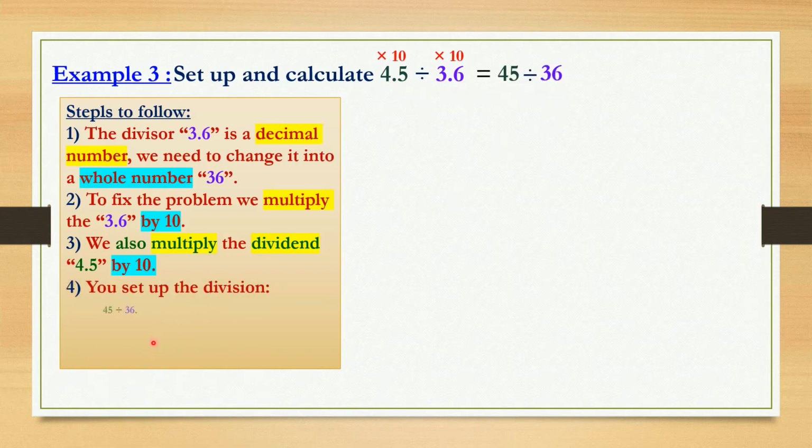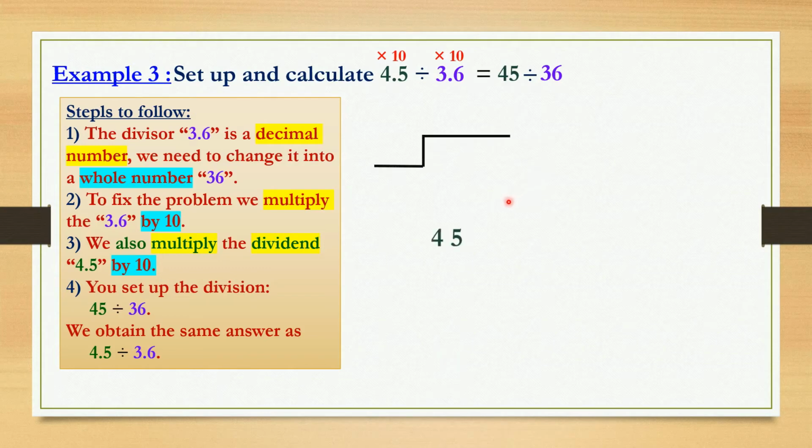And we set up the division of 45 divided by 36. We obtain the same answer as 4.5 divided by 3.6. Let's set up this division. Let's estimate the quotient by hiding 1 digit in the dividend and divisor, because the divisor is a 2-digit number. 4 divided by 3, it's 1. So we write 36 times 1, it's 36, and we write 1 in the quotient, and the remainder here is 9. To continue the division, we add 0.0 in the dividend, and before we slide the 10th digit, we add a decimal point in the quotient to obtain 90.